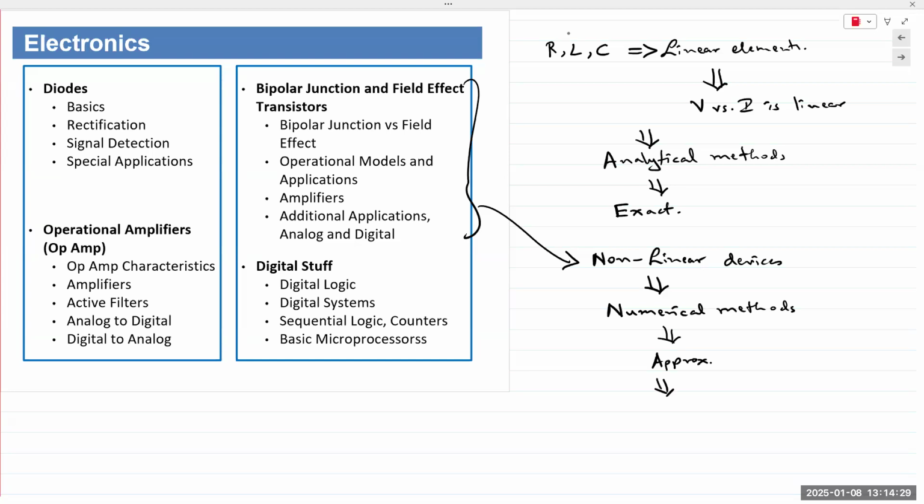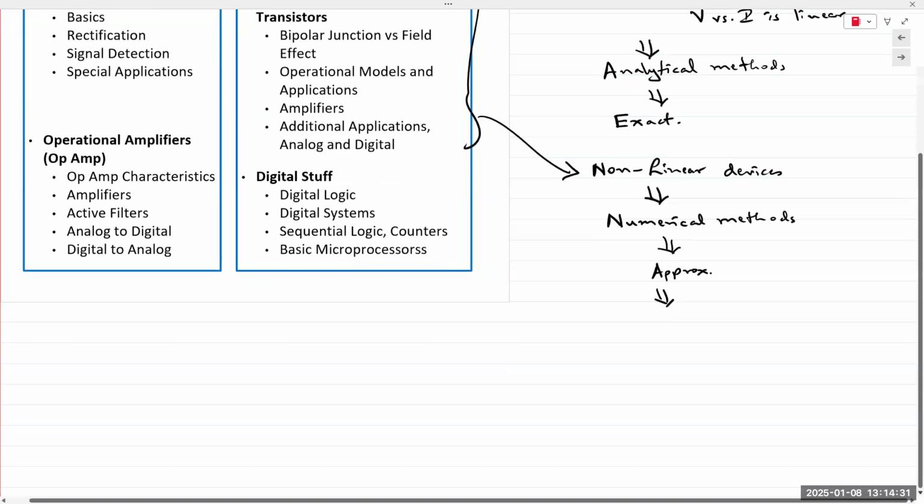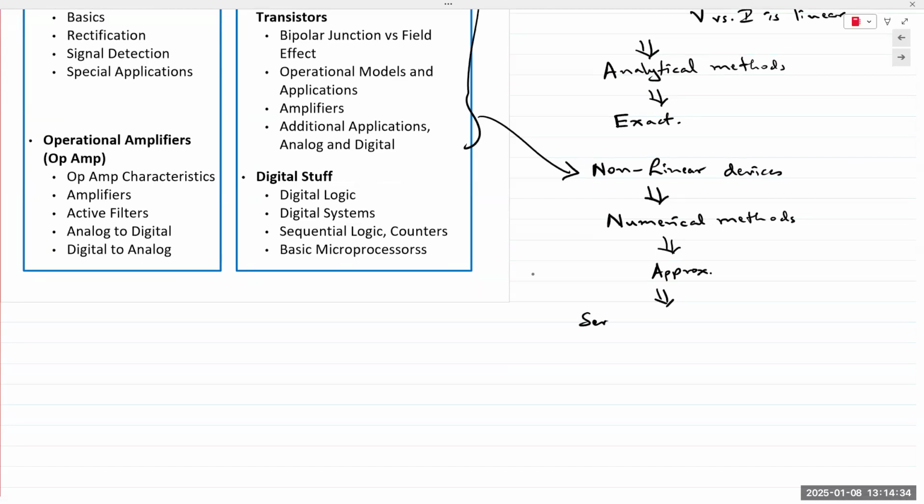So I would say there are several models for each device. Depending on our use case scenario, we can pick and choose which models we'd like to use for our circuit. And I can make an analogy with a real life scenario.